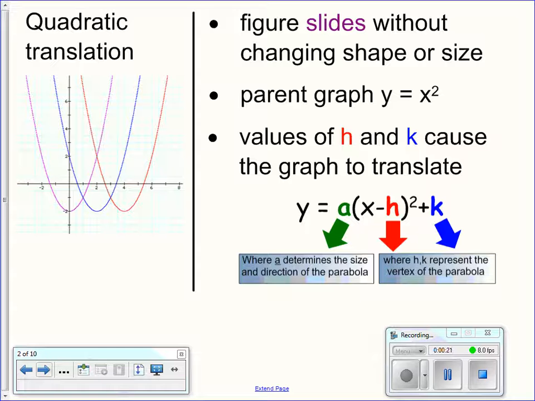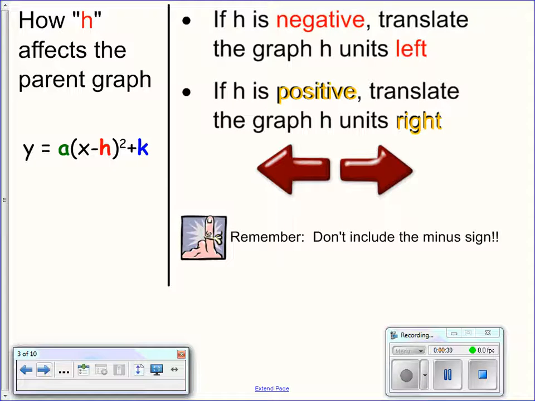y equals x squared. So the values of h and k are what cause the graph to translate. So the a, remember, is the direction of the parabola and the size. And the h and k are our vertex. So how does h affect the parent graph?